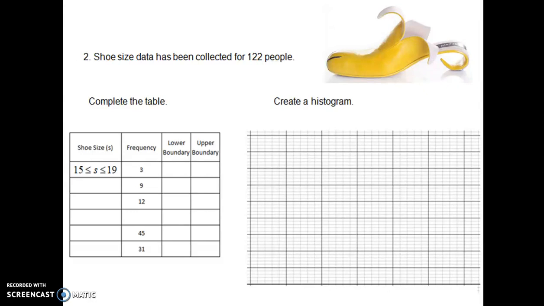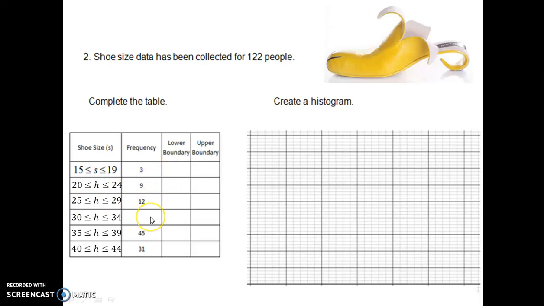All right, let's take a look at the last problem. Here we have shoe size data collected from 122 people. Complete this table. So I'll ask you first question, what should this last class range be? What should this be for this last one here? Okay, so here's all the proper ranges. Hopefully you got this one here. Again, this is discrete, so it jumps from 19 to 20, 24 to 25, and so on.